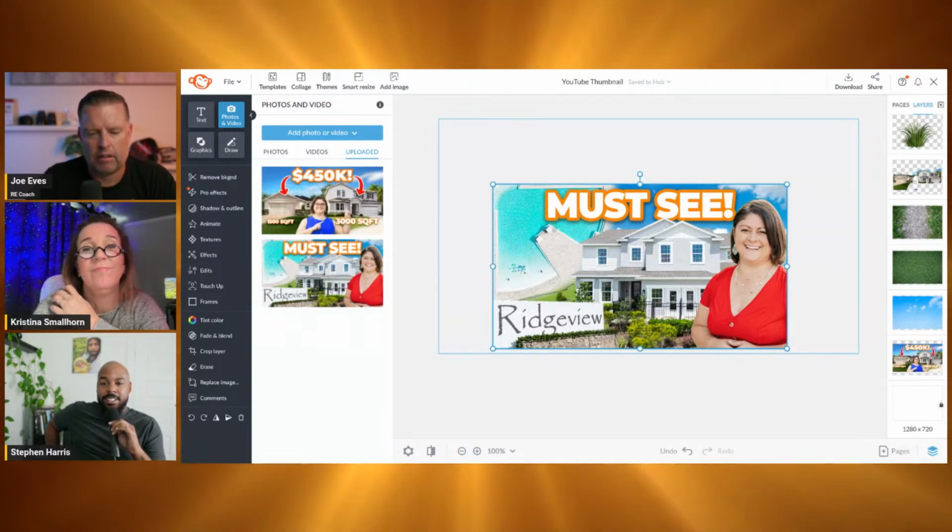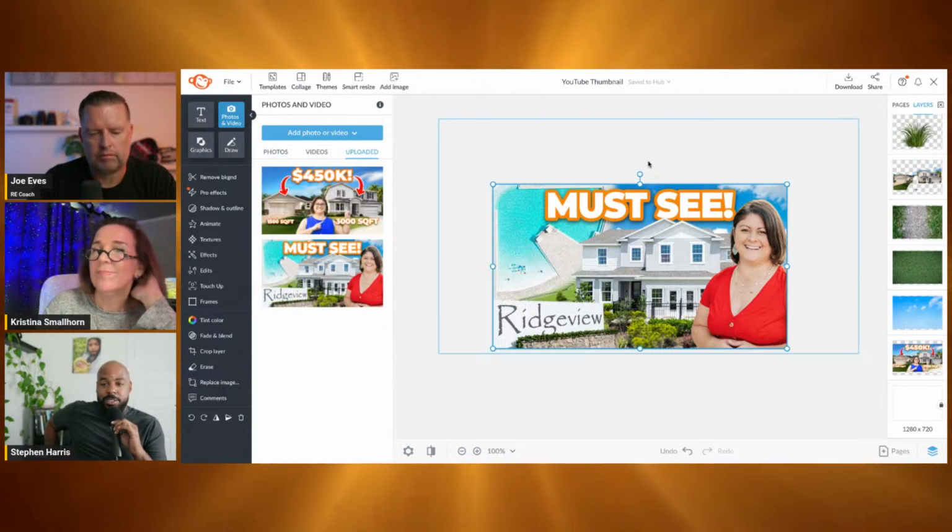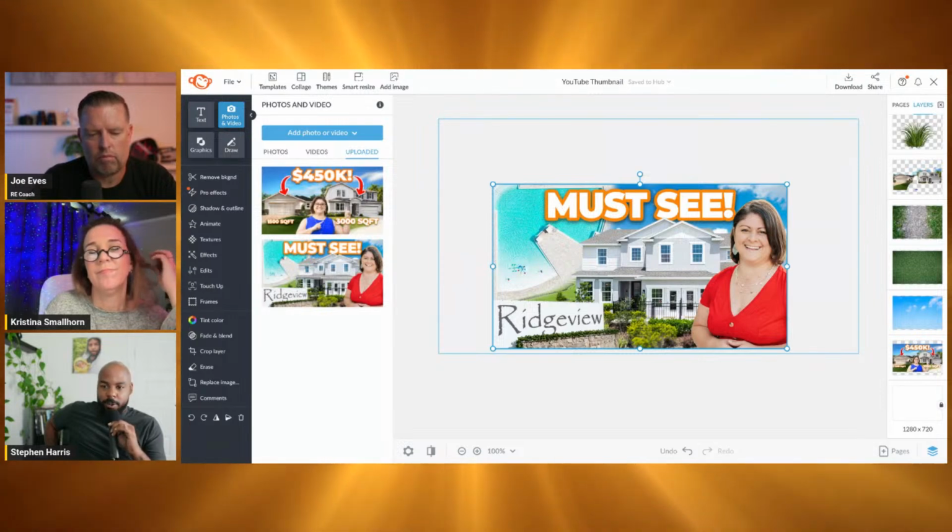So is the story Ridgeview and the house, or is the story that you just must see the house? But yeah, definitely not the pool. That caught my eye too, so I would take the pool out. I would probably try and take Ridgeview out and do "must see," or just swap it. If people in your area know Ridgeview is super popular, then I would just swap it and not even have any words.